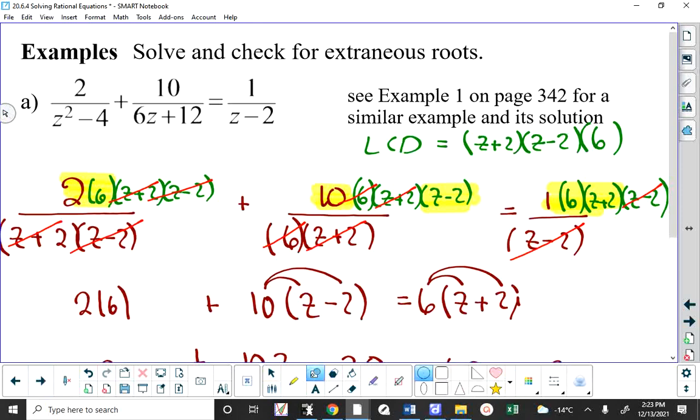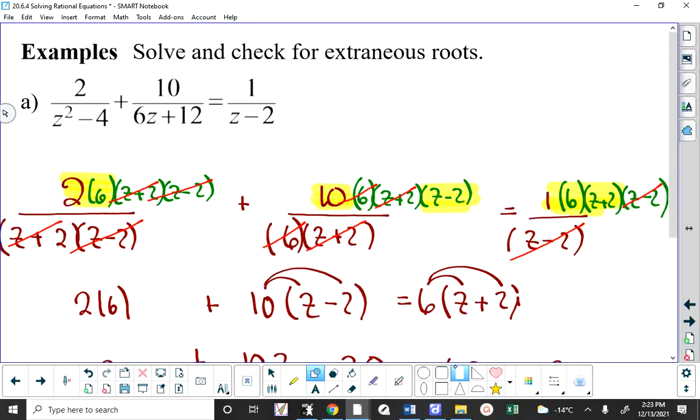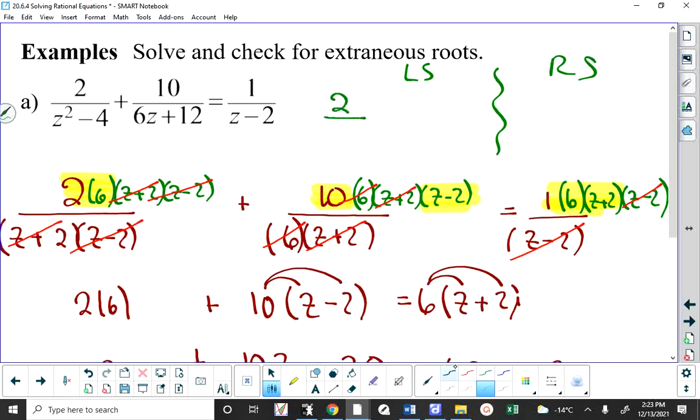I go back to the original equation. Just going to make a bit of room here. And I want to take a look at the left side and the right side when x is, what did we say, 5? So when x is 5, I will have 2 over 5 squared minus 4 plus 10 over 6 times 5 plus 12. And on the right side, I have 1 over 5 minus 2. So I've just replaced the z with my solution that I believe is correct.